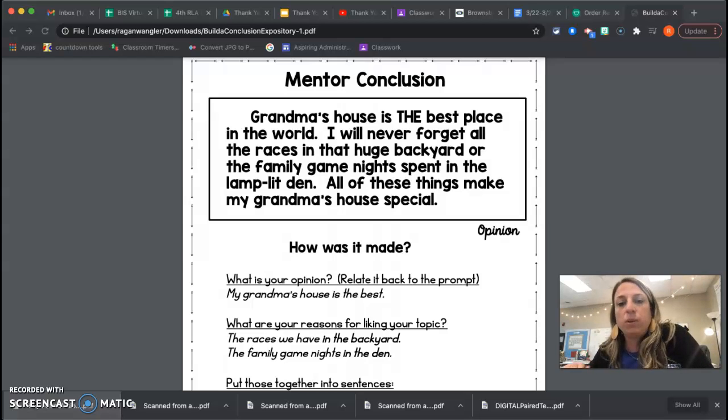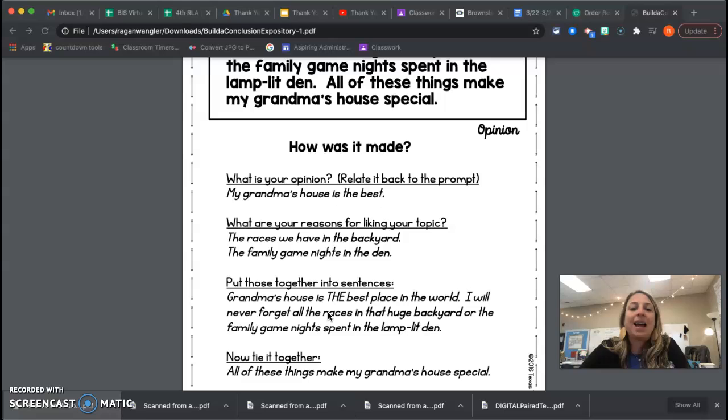So think back to the opinion was that grandma's house is the best place to be, or grandma's house is the most special to me because. And so in their conclusion, it says, grandma's house is the best place in the world. I will never forget all the races in that huge backyard or the family game nights spent in the lamp-lit den. All of these things make my grandma's house special. So here, it's going to tell us how was this paragraph made.